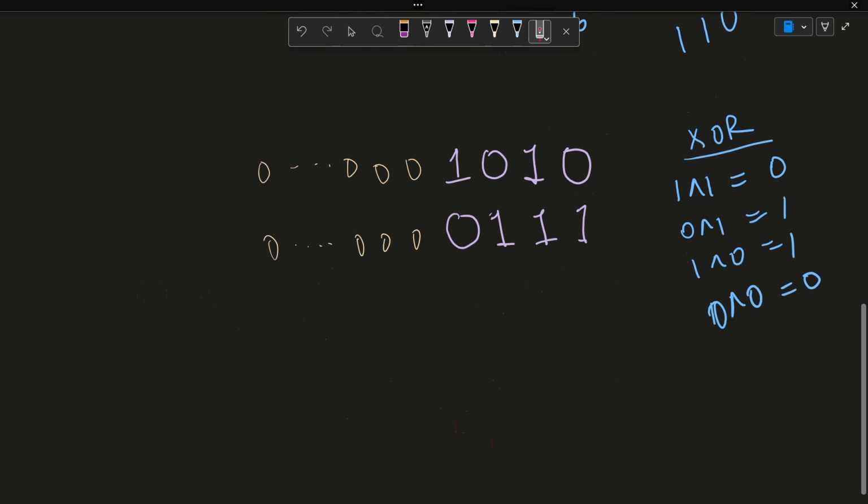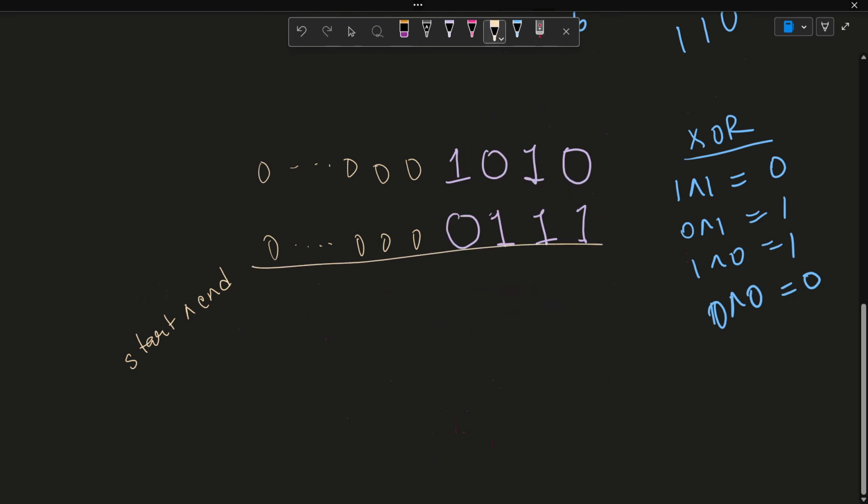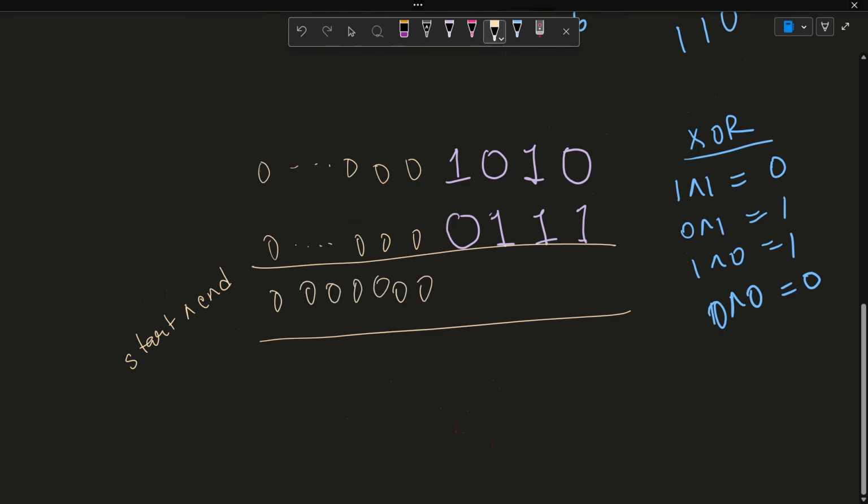Let's say you apply start XOR goal. The XORing would be done bitwise. XOR of this and this would be placed here, XOR of this and this would be placed here, and so on. If you see, the starting elements are all zeros, so 0 XOR 0 is 0, so the first few elements are 0. Now 1 XOR 0 is what? 1 XOR 0 is 1, so my answer would be 1 in this case.